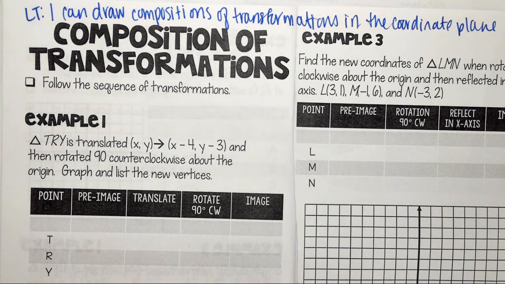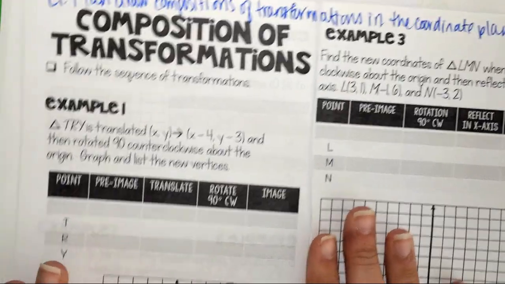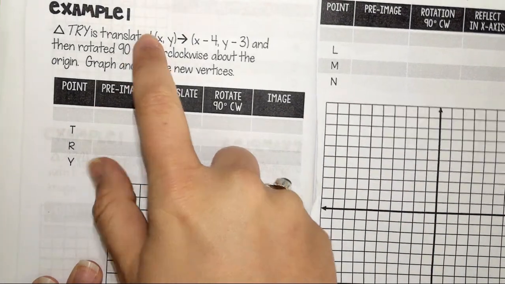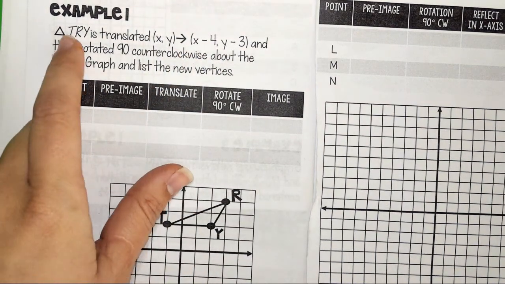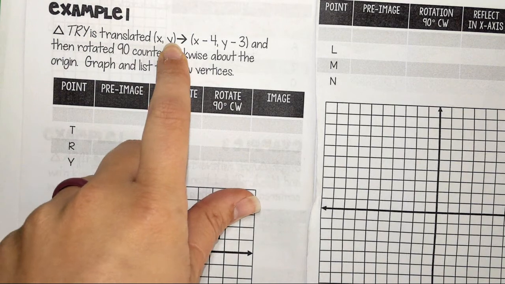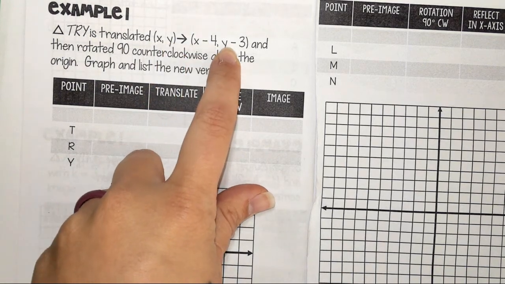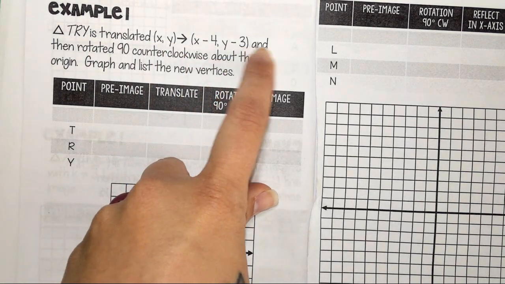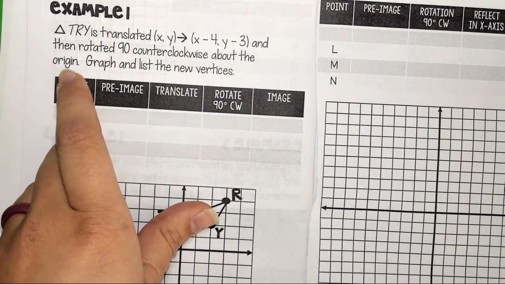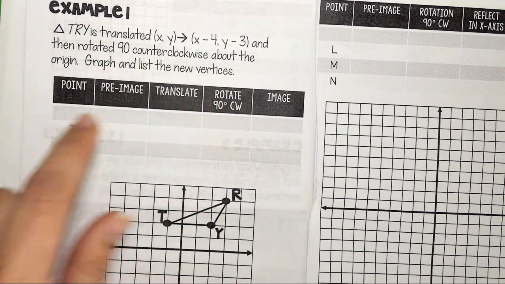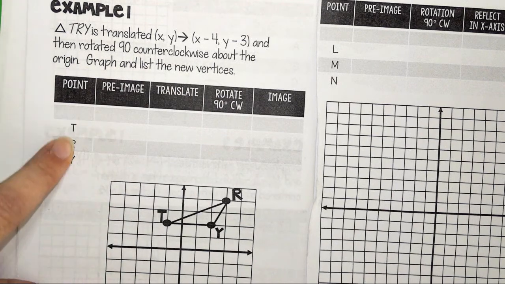All right, so it says follow the sequence of transformations. So what we're going to do on this is we're going to write down our pre-image, and then it's going to tell us what to do, and we're going to be doing multiple things. So this says triangle TRY is translated, which means we're going to subtract 4 from the X, subtract 3 from the Y, and then rotated 90 degrees counterclockwise about the origin. Graph and list the new vertices. So let's start by listing our vertices for T, R, and Y.